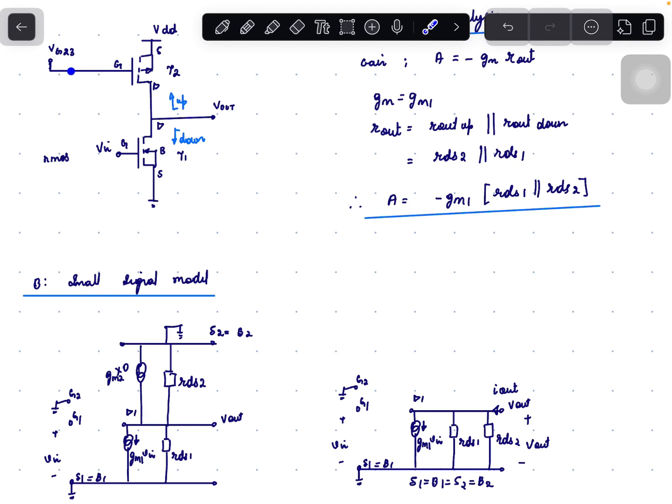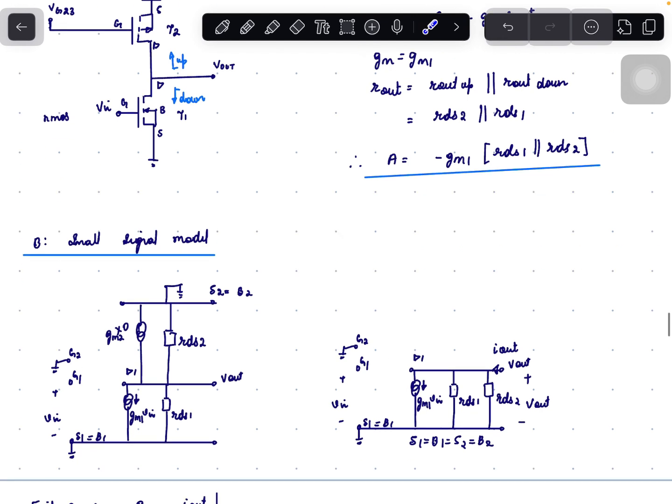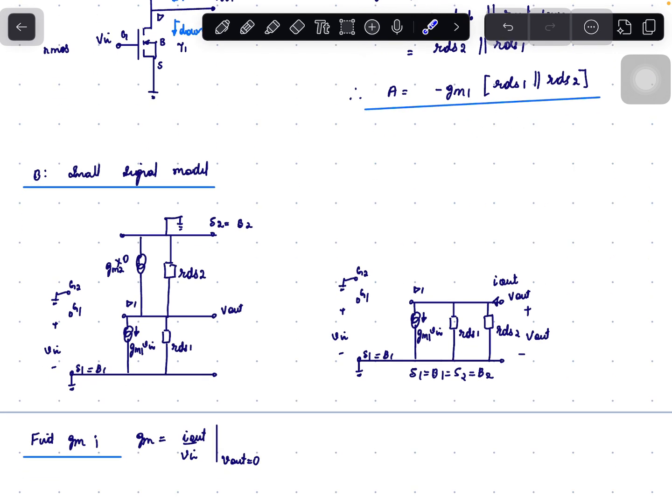We have to short the DC voltage sources here. VG23 is a constant voltage and VDD is a constant voltage, so we have to short these, that is gate G2 will be grounded, source S2 will be grounded. So here the voltage controlled current source will be an open, and we have RDS2 connected from Vout to ground. So flipping this circuit, we get this circuit where RDS2 will be in parallel with RDS1.